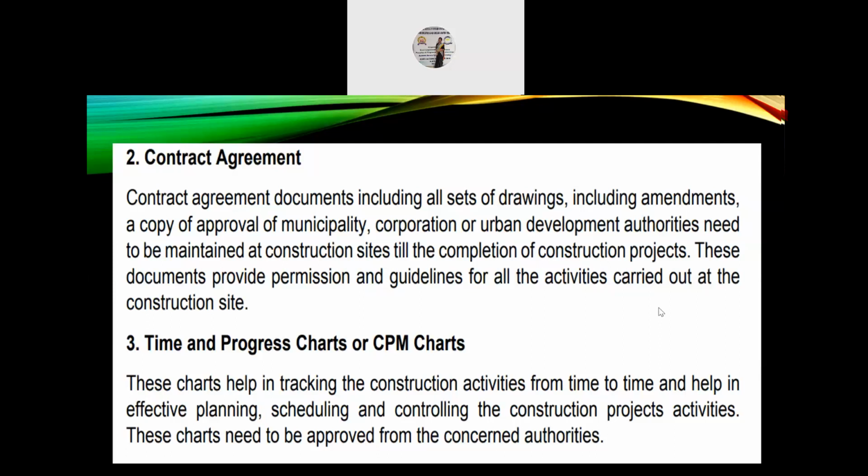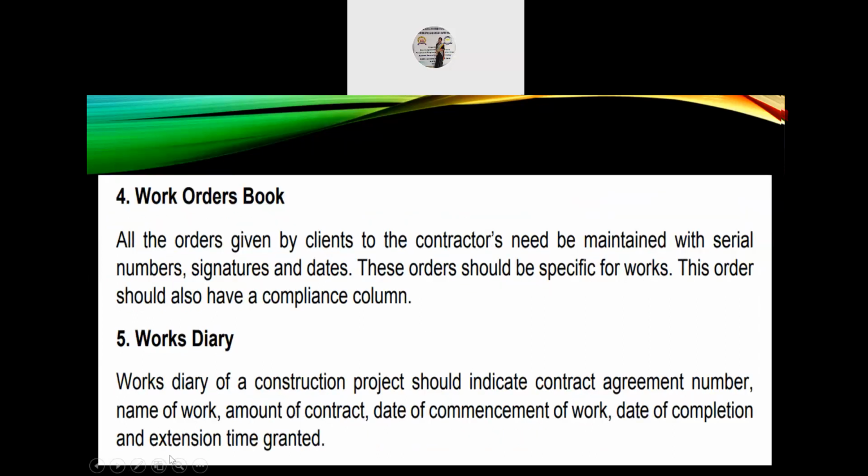So time and progress charts or CPM charts is the third one. This chart helps in tracking the construction activities from time to time and helps in effective planning, scheduling and controlling the construction project activities. This chart needs to be approved by the concerned authorities. Next, work orders book. So all the orders given by the clients to the contractors need to be maintained with serial numbers, signatures and dates. These orders should be specific for works, and this order should also have a compliance column, that is a completion column.